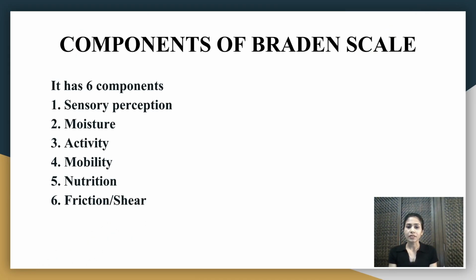Let's see about its components. So it has totally 6 components. The first one is sensory perception. The second one is moisture. The third one is activity. The fourth one is mobility. Fifth one is nutrition. And the last one is friction and shear. These are all the 6 components of Braden scale. Based on these components, we are going to assess the risk of bed sore.